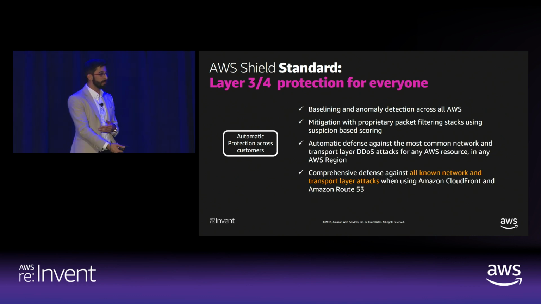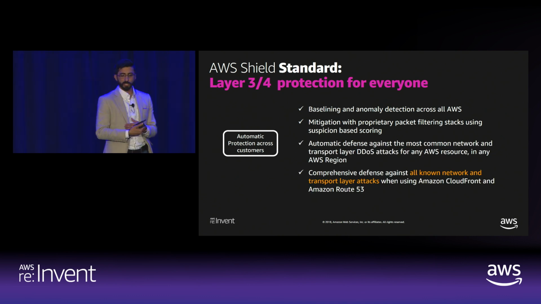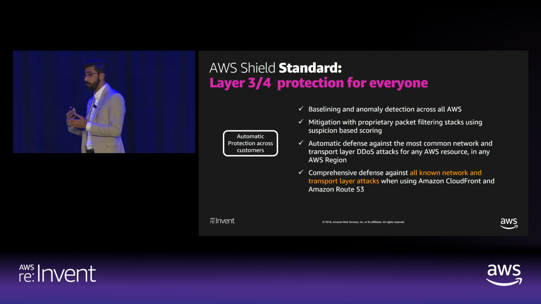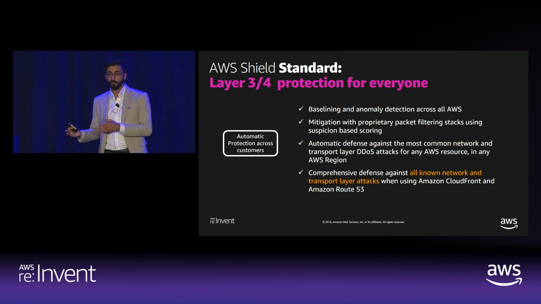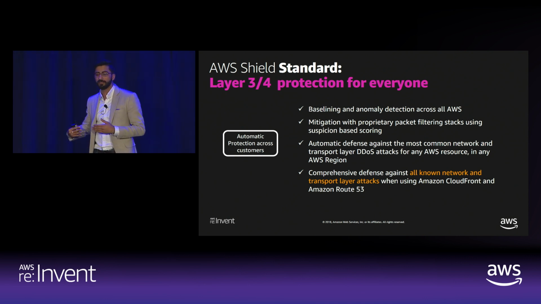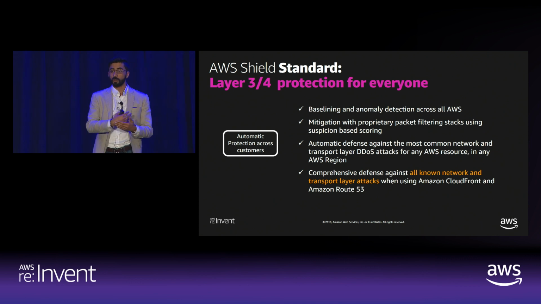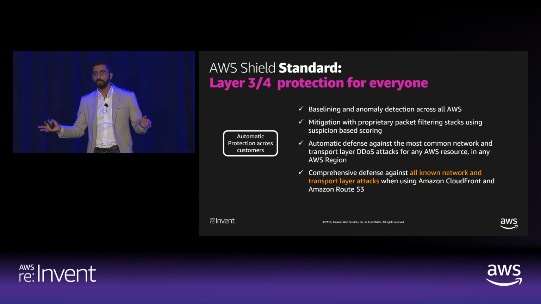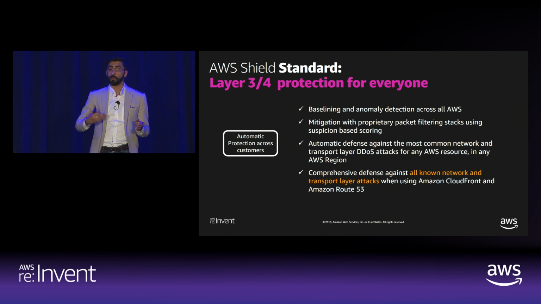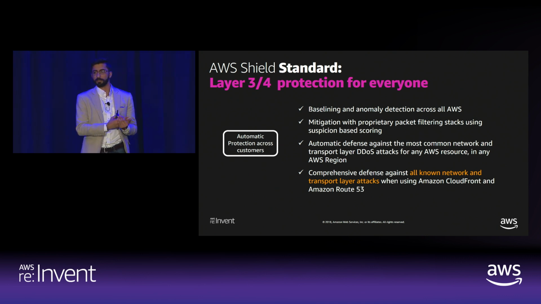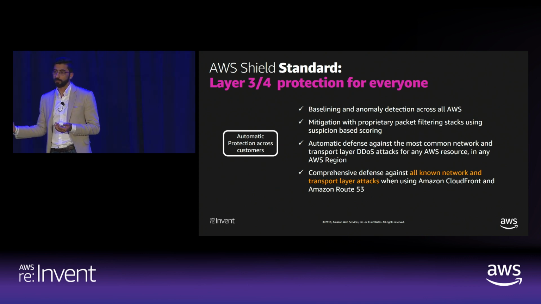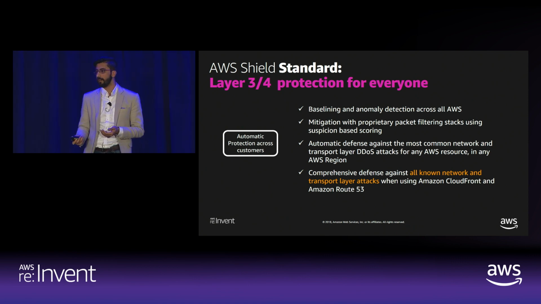And this enables the fact that being on AWS, you actually get automatic defense against most common network and transport layer attacks for any AWS resource in any region. And if you're using a global service like CloudFront, you actually get comprehensive protection against all known network and transport layer attacks. And we're able to do this when we looked at the numbers, it was like 99.9% of all network and transport layer attacks on these global resources are detected and mitigated in under a minute, right?